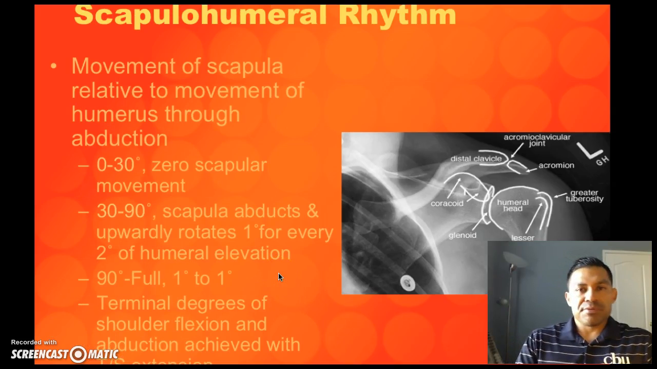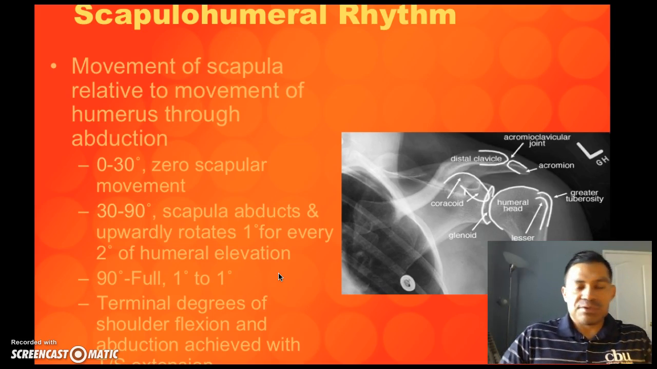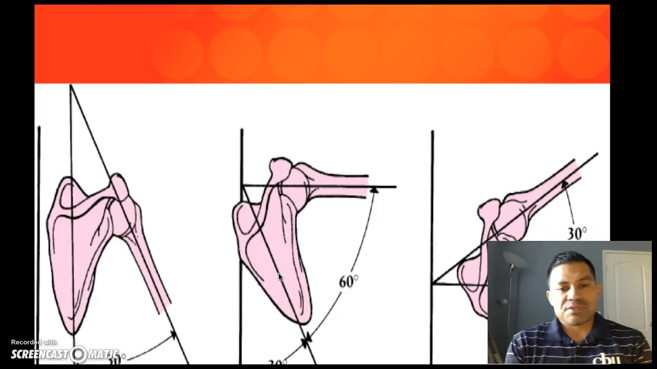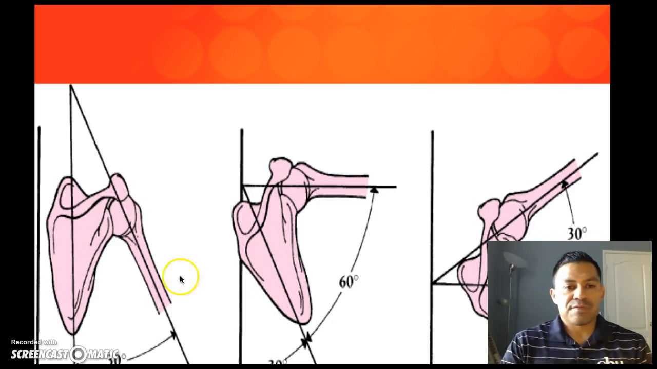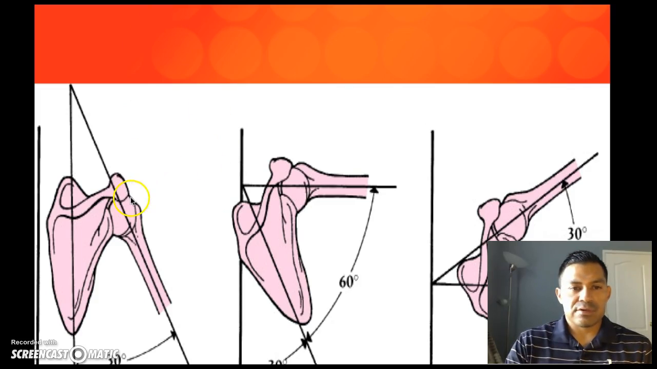Next thing is scapulohumeral rhythm. So here is the movement of the scapula relative to movement of the humerus through abduction. In this next figure, it kind of gives you a description of what this is talking about. When you're moving your shoulder from, let's say, neutral, 0, to about 30 degrees of abduction, you have no scapular movement. So there's no movement within the scapula from 0 to 30 degrees of abduction. Here, this is all movement of the humerus.